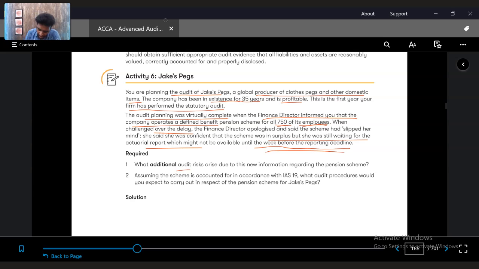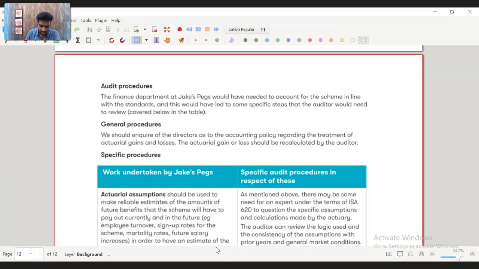What additional audit risk arises due to the new information regarding the pension scheme? Assuming the scheme is accounted for in accordance with IAS 19, what procedures should you expect to carry out? So let us try to look at this particular answer.